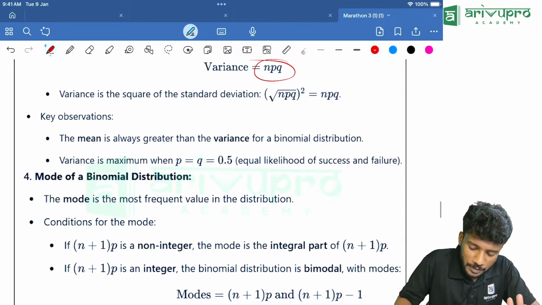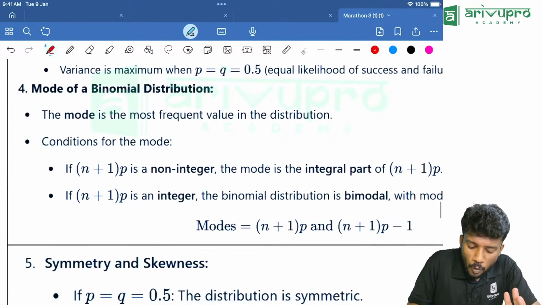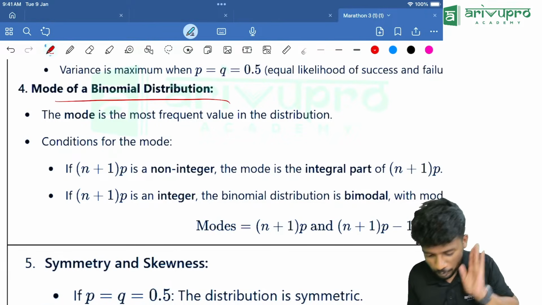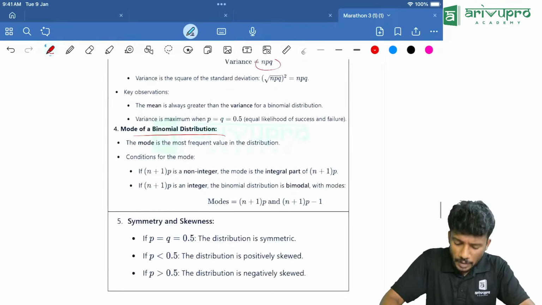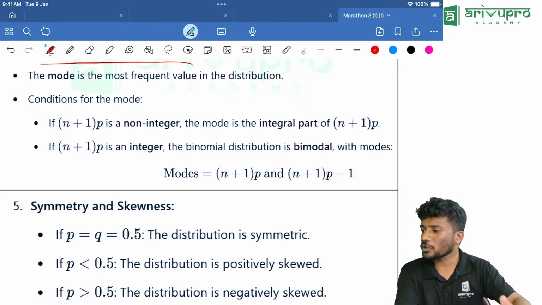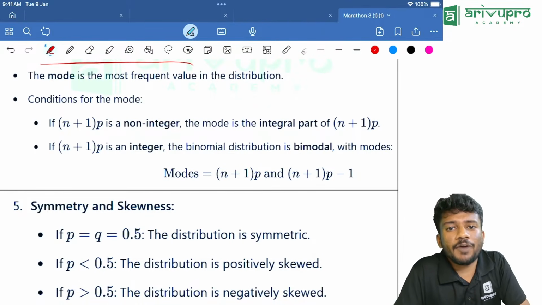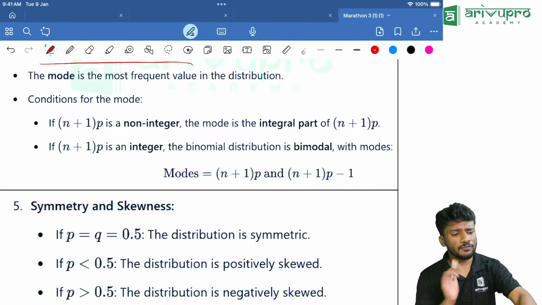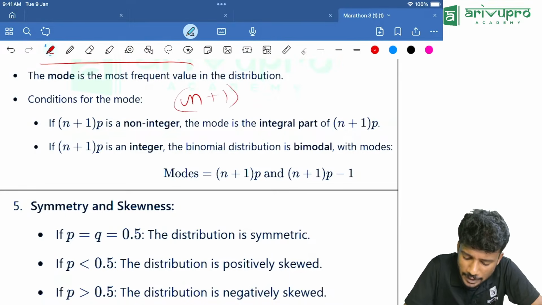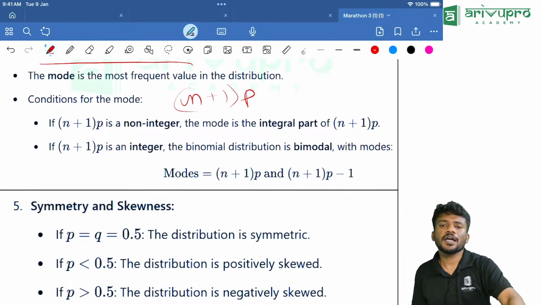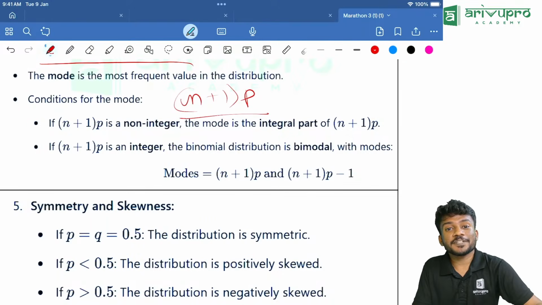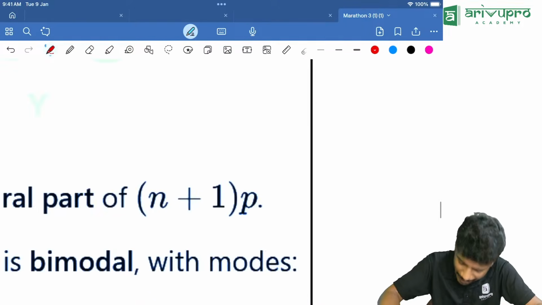Now people, we are going for the mode of a binomial distribution. Very important. What is mode? The most frequently occurring value is the mode. We have a formula for finding it, and that formula is very simple: (n plus 1) into p. But can we directly find the mode using (n plus 1) into p? No. I'll tell you why.